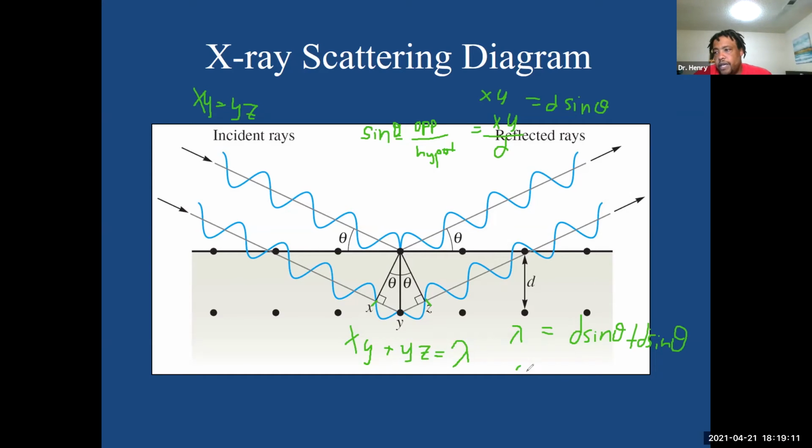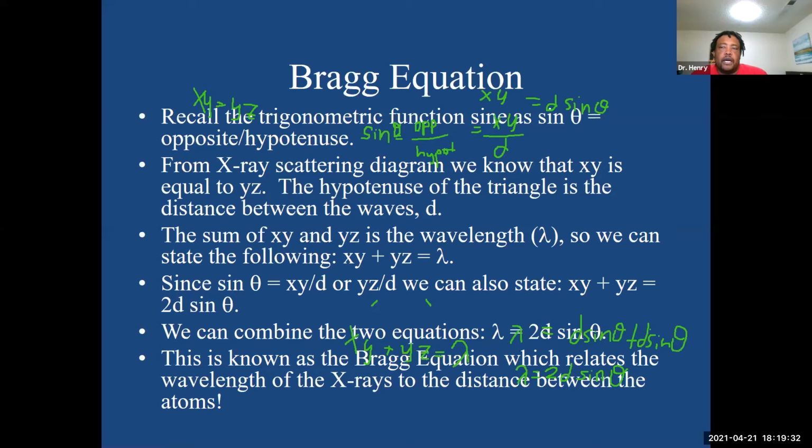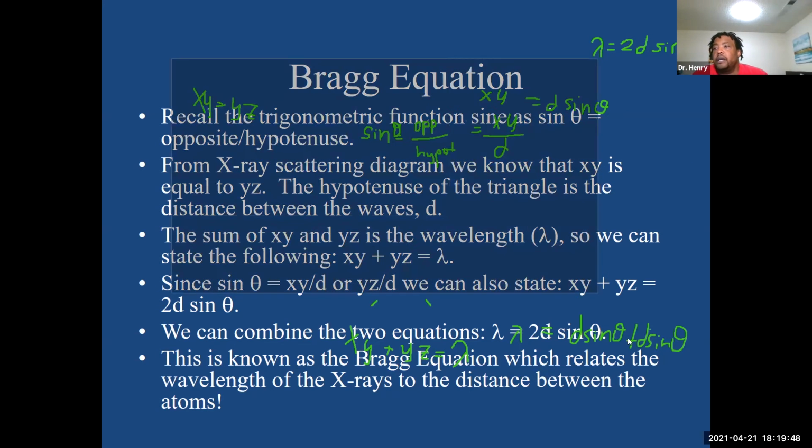And so we'll say lambda is going to equal 2d sine theta. Okay, so then we can use that to solve an equation. This guy is called Bragg's equation. Lambda equals 2d sine theta. Let me move that. Okay, I can erase all this.